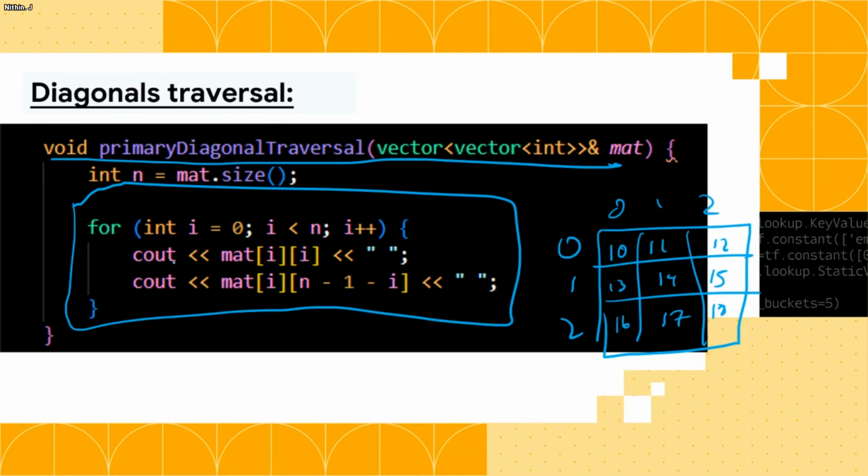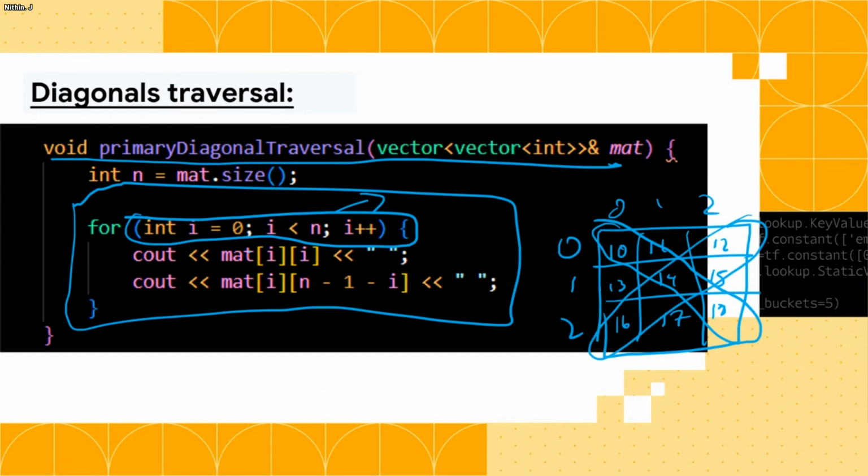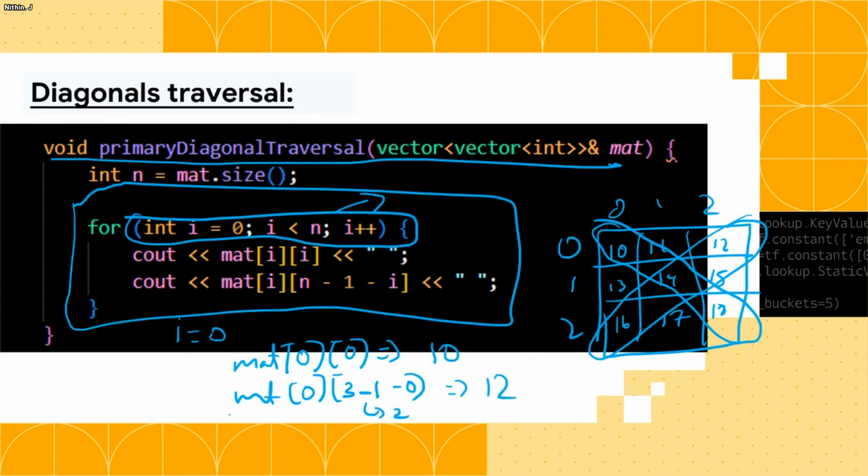Okay, so I am running a for loop. This for loop basically represents the row. As I said, all the indexes of the primary diagonal are equal, and we have derived a special formula for the secondary diagonal as well. So let's run this for loop for each case of i, and let's see what we get. When i is equal to 0, we have mat[0][0]. So basically, this represents 10. And for the secondary diagonal, since I have 3 columns, it is 3 minus i minus 1, so basically that's 2. So we have 12.